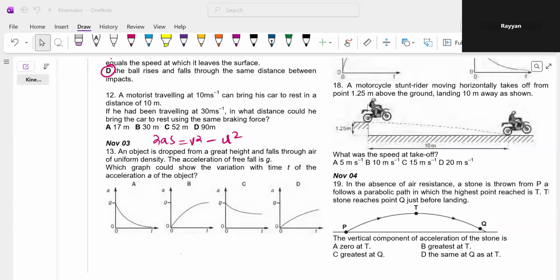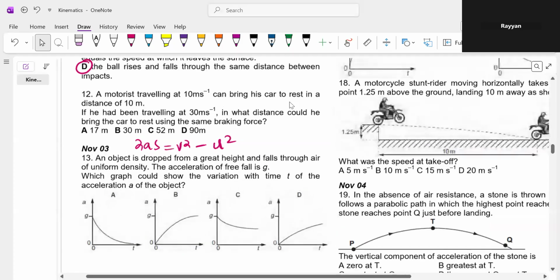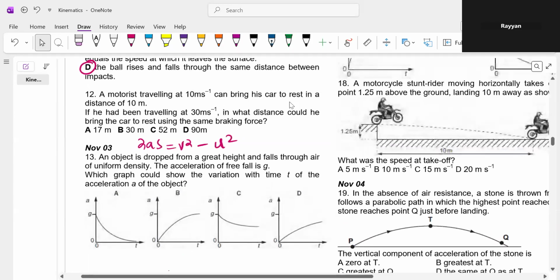Recording in progress. Okay, 90. Yeah, I don't know if it's correct. That's right. How did you get 90?